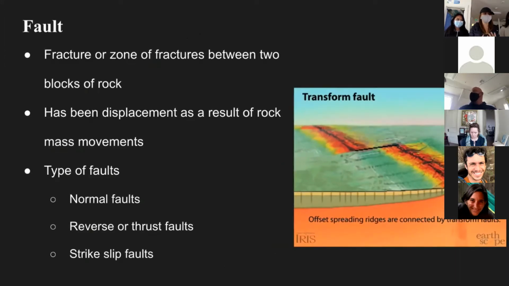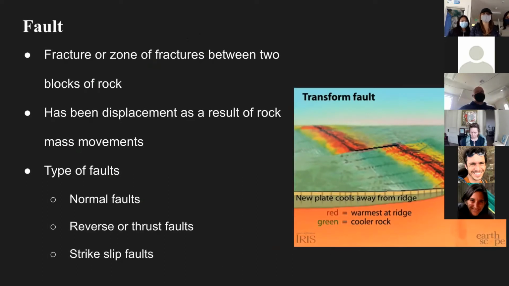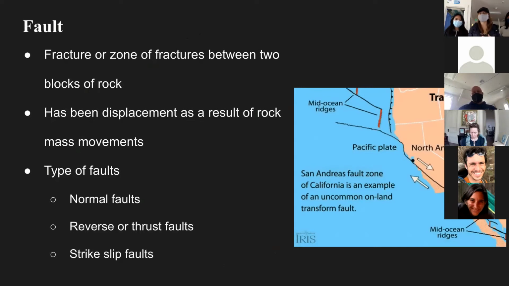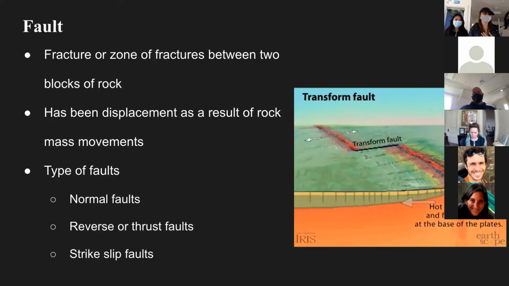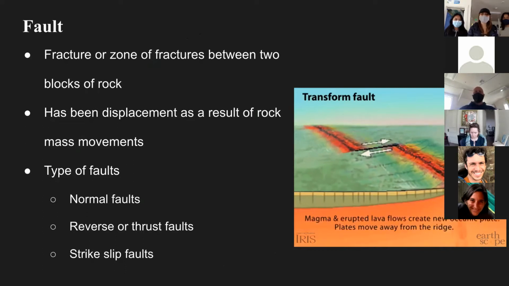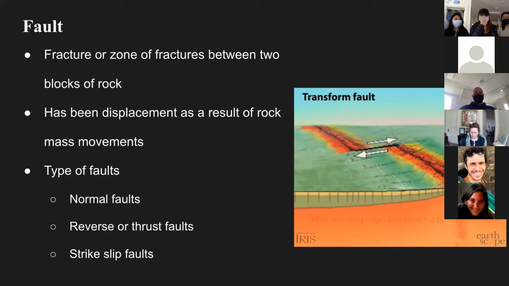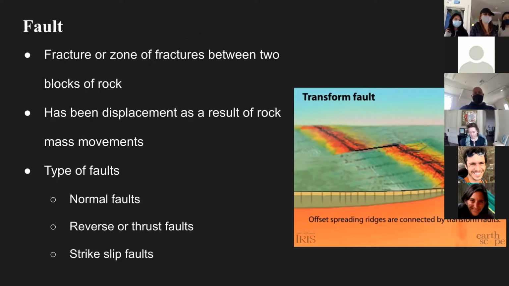So, what is a fault? A fault is a fracture or a zone of fractures between two blocks of rock. It has been displaced as a result of rock mass movements. There are many different types of faults, including normal faults, reverse faults, and strike-slip faults, and the strike-slip fault is a part of transform boundaries.